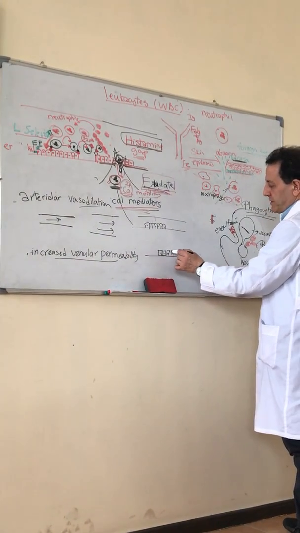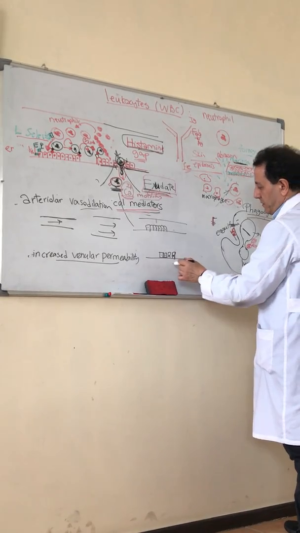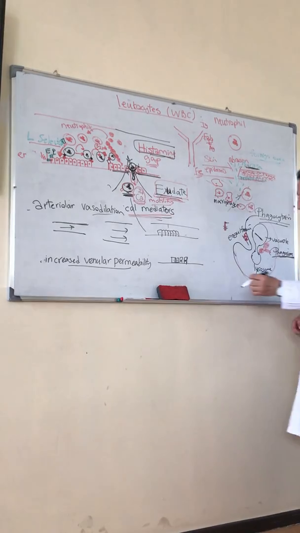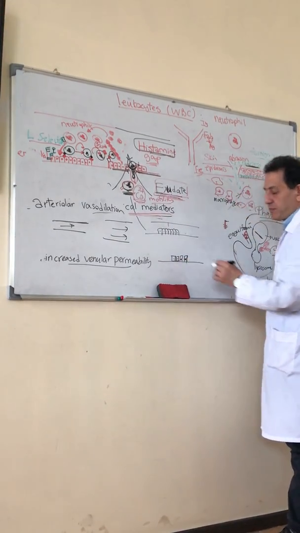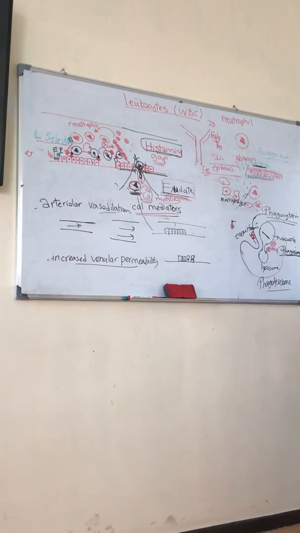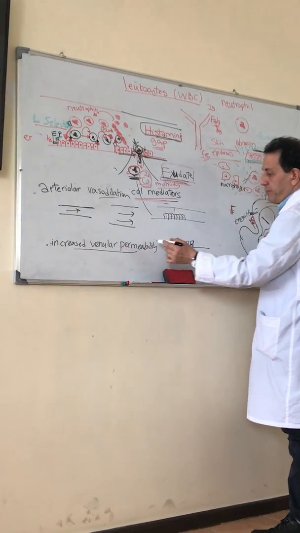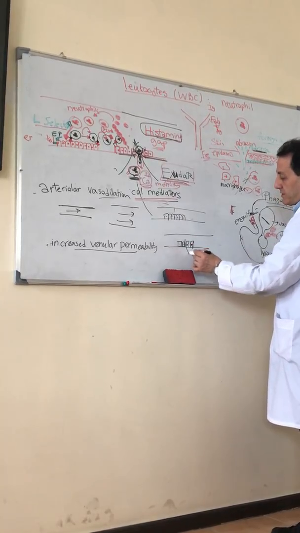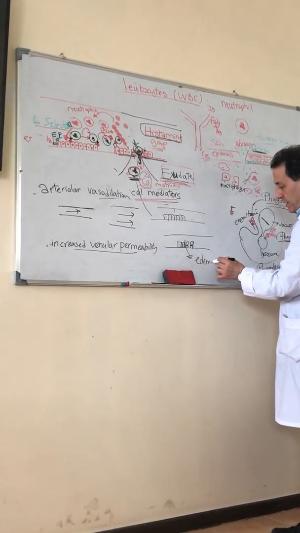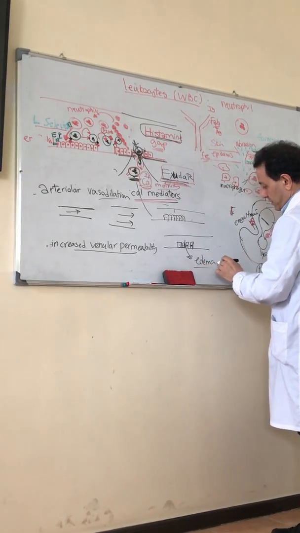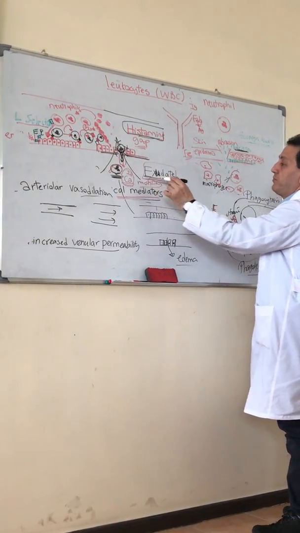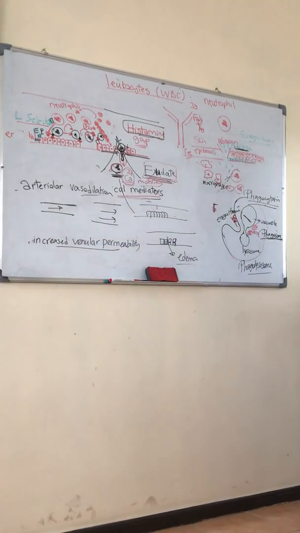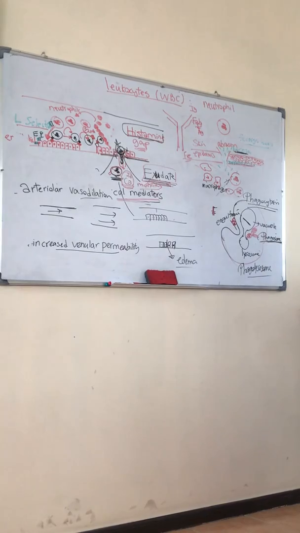in venules, because the vascular structure in venules is different. The endothelial cells have some space between each other, and this increased venular permeability is seen in venules. That's why it causes edema formation. This exudate is developed due to increased venular permeability in acute inflammation.